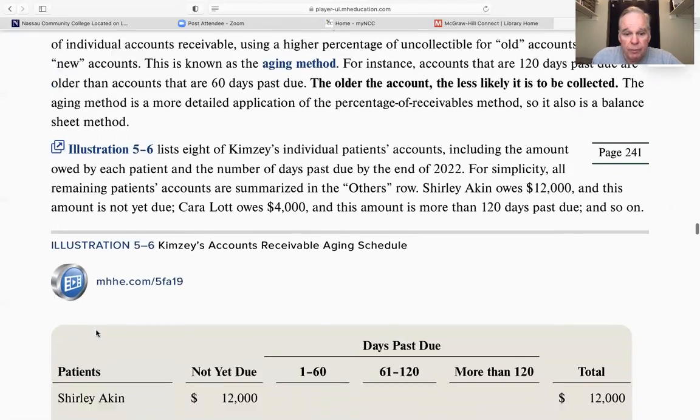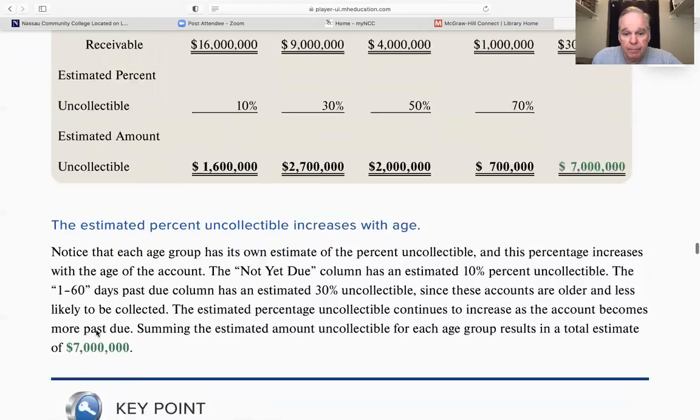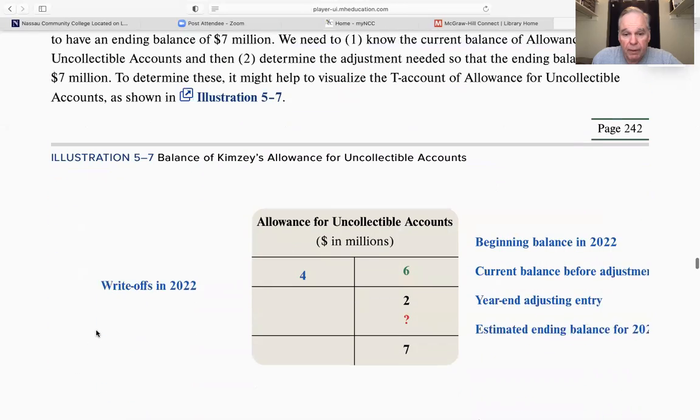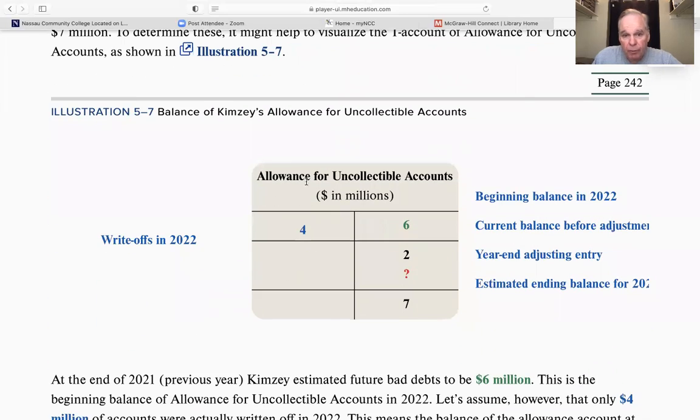Now I want to show you something. Here's the T account for allowance for uncollectible accounts. This is the $6 million that we started with. The credit side of this account represents the estimated amounts of what we don't think we'll collect. So remember, we didn't think we were going to get $6 million. That's why that goes here.